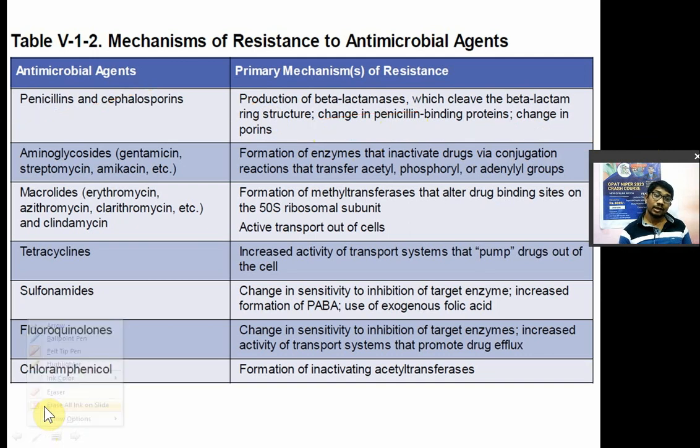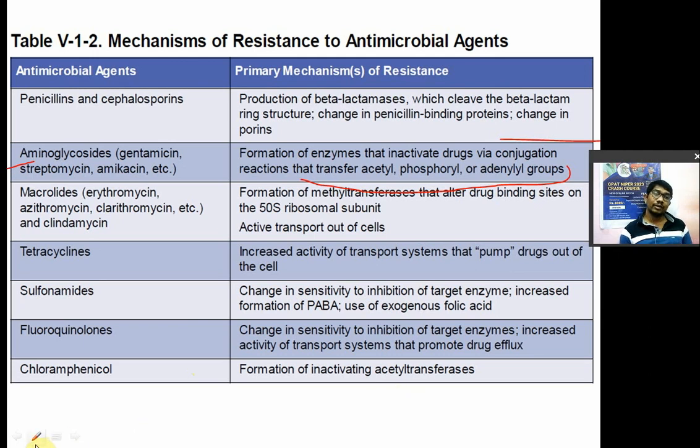Now how will bacteria develop resistance to the aminoglycosides like streptomycin, gentamicin, amikacin? So there is a formation of an enzyme which inactivates the antibiotic via conjugation reaction. That is a transfer of acetyl, phosphoryl and adenyl groups. The bacteria makes an enzyme that inactivates these antibiotics by conjugation reaction that transfers acetyl, phosphoryl and adenyl groups to the antibiotic, which renders the antibiotics ineffective.